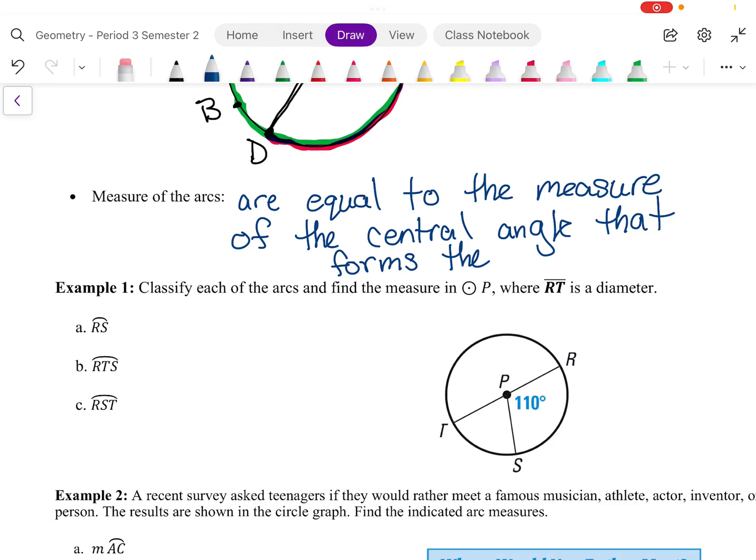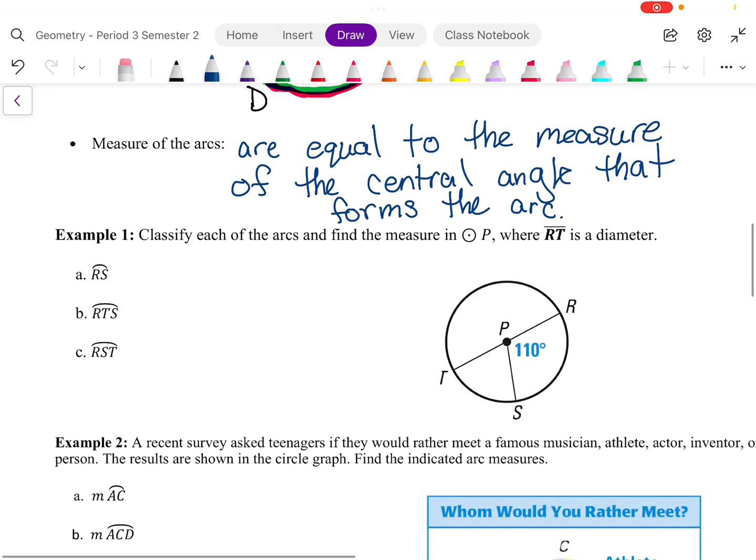And it's going to be the central angle that forms the arc. And knowing that, we are going to be able to complete example 1. In example 1, they want us to classify each of the arcs and find the measure in circle P. And they told us that RT is the diameter.